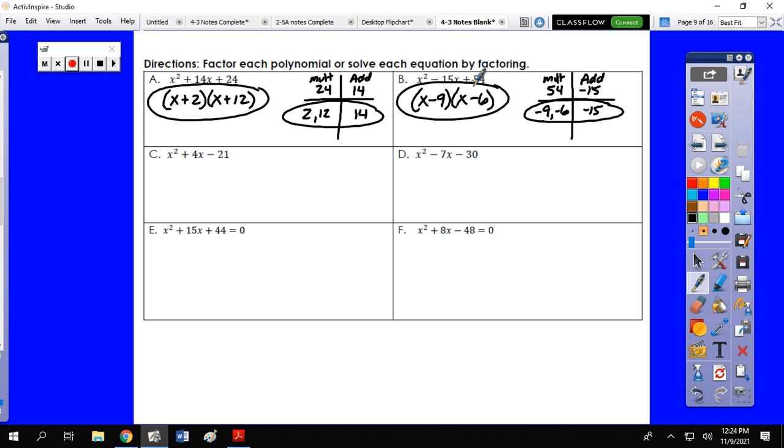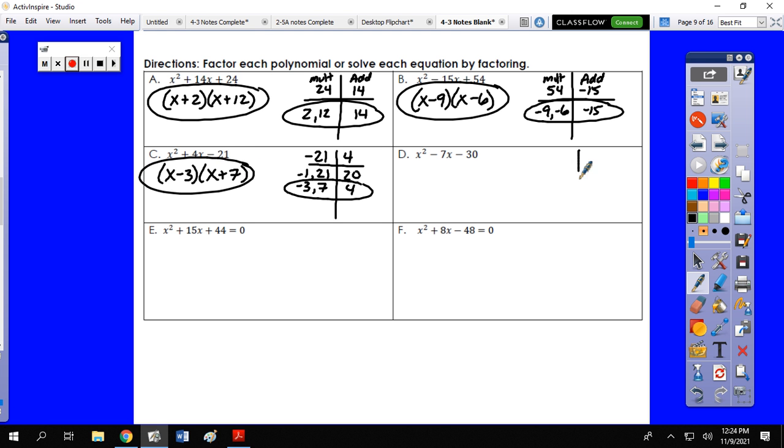Letter C. We need two numbers that multiply to negative 21 and add to positive 4. Well, negative 1 and 21, that's not going to work. That adds to 20. It's way too big. Negative 3 and positive 7, there's the set we want. Negative 3 and positive 7. So that factors into x minus 3 times x plus 7.